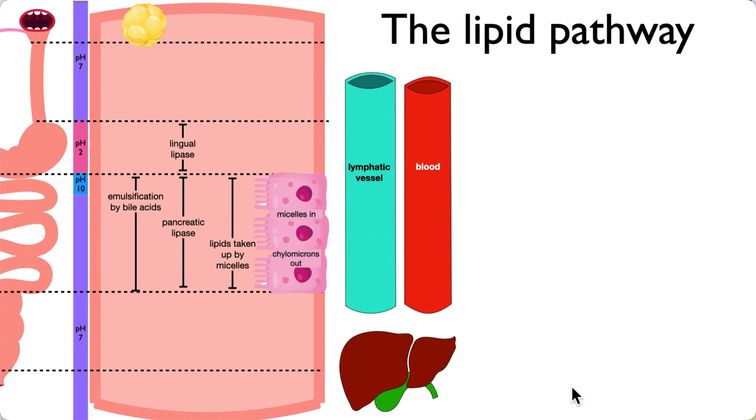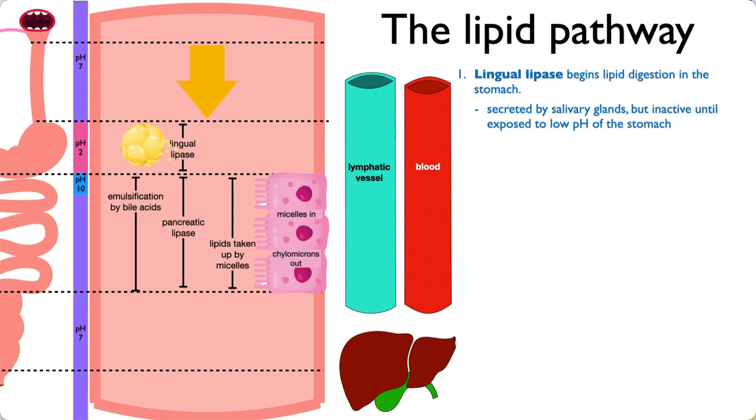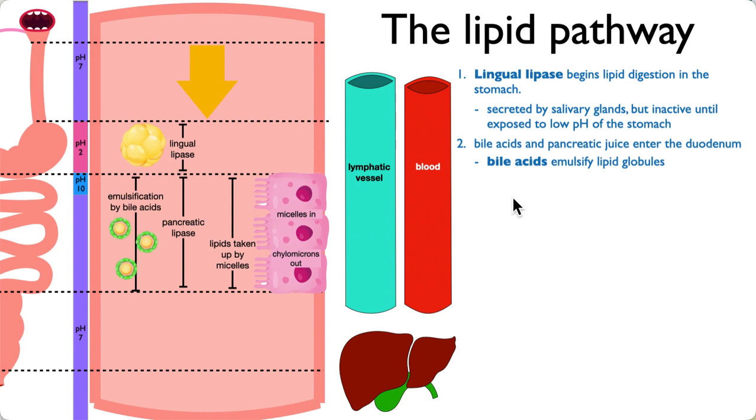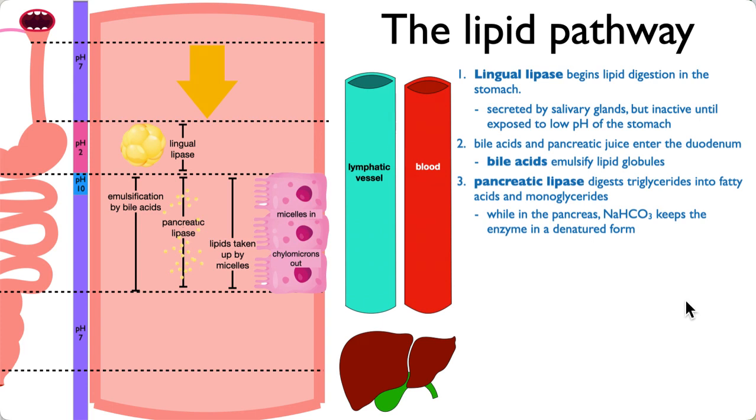Lipids, even though the lingual lipase is secreted in the oral cavity, remember it doesn't become active until the stomach, where the pH is acidic. And the lingual lipase begins to break some of the triglycerides into fatty acids and monoglycerides. However, it's problematic because there's not enough surface area. So as we move from the stomach into the small intestine, the bile acids from the liver enter the small intestine and emulsify these giant lipid globs. And that allows the pancreatic lipase to do digestion of the triglycerides even more efficiently.